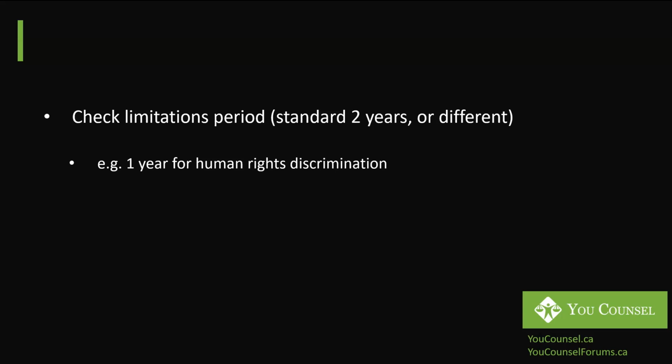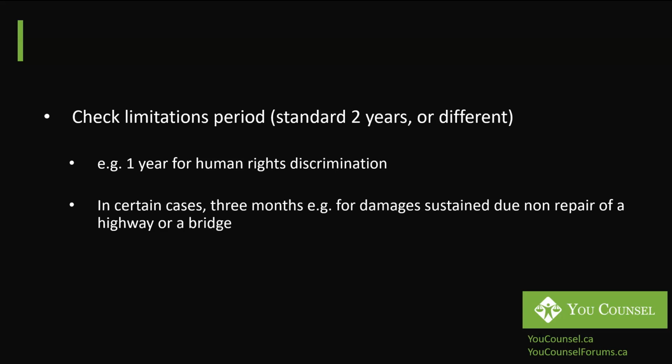If you are filing a discrimination complaint, you have 1 year from the time that your action arose, and within 1 year you have to file your application for human rights discrimination. There could be other time periods. So in some cases, the limitation period could be as low as 3 months.